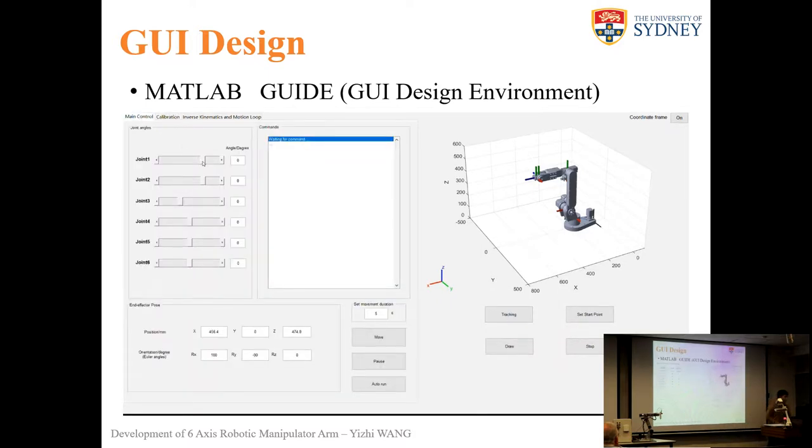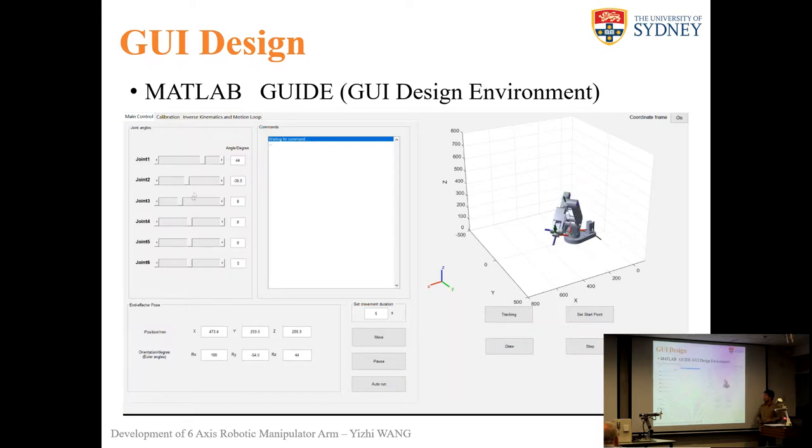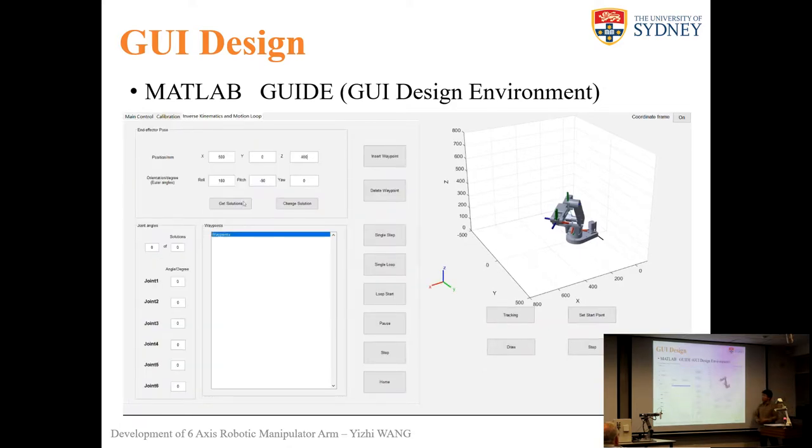Then the main control tab involves the forward kinematics. You can drag a slider and input the values in the box. Once you check the simulation of the robotic arm, pressing the move button will drive the whole robotic arm to the desired pose. The last tab is the inverse kinematics and the loop motion button tab. You can insert the pose of the end effector and get the joint angles. And also you can program the waypoint sequence here and enable the loop motion.